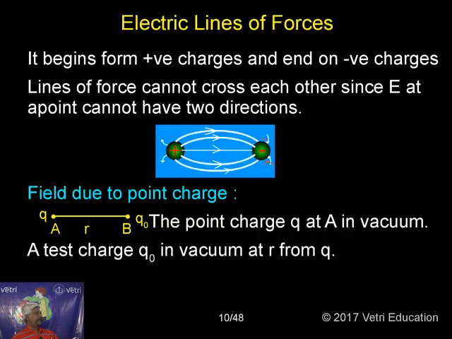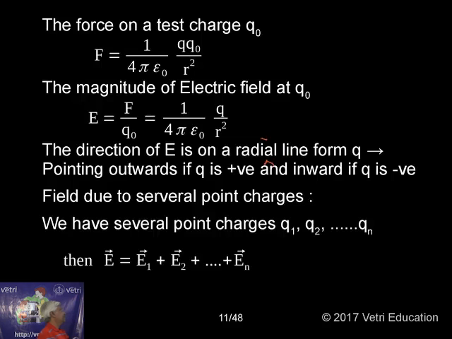So I have considered a point charge plus Q at A in vacuum. A test charge Q naught in vacuum at distance R from Q. Just now I have derived the force on the test charge by Coulomb's law: 1 by 4 pi epsilon naught, Q1 Q2, similarly Q into Q naught by R square. The magnitude of the electric field at Q naught: what is the definition? It is the force experienced by a unit positive charge placed at that point. Instead of Q naught, I have to put plus 1. Therefore, E equals 1 by 4 pi epsilon naught Q by R square.